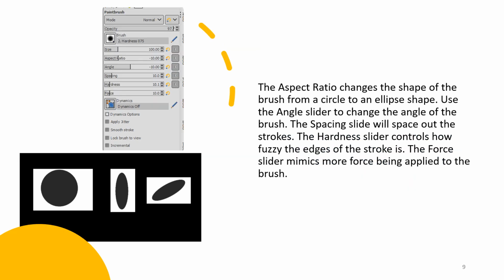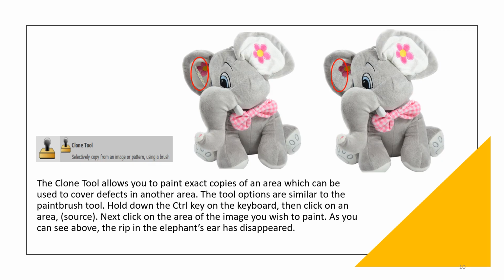The aspect ratio changes the shape of the brush from a circle to an ellipse shape. Use the angle slider to change the angle of the brush. The spacing slider will space out the strokes. The hardness slider controls how fuzzy the edges of the stroke are. The force slider mimics more force being applied to the brush.